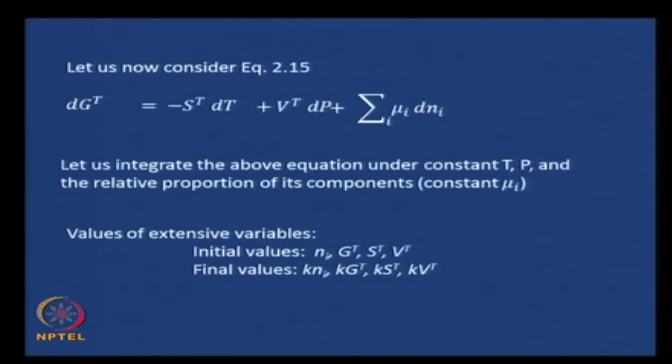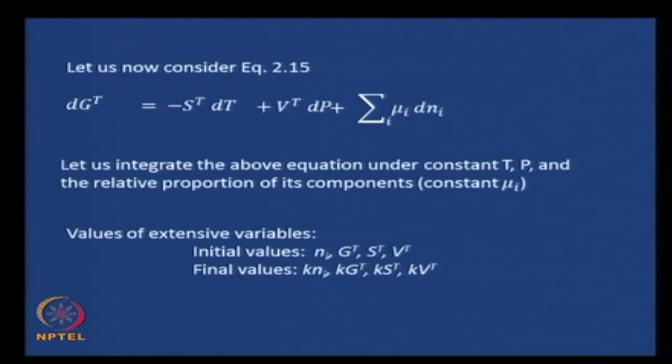Integration can be viewed as increasing the size of the system under the same conditions as the small aspect that we initially looked at. Therefore, if the initial values were Ni, Gt, St and Vt of the system, the final values when it has been integrated or made big could be Kni, Kgt, Kst and Kvt. The values have increased k-fold. It is quite easy to see, these are all extensive quantities.